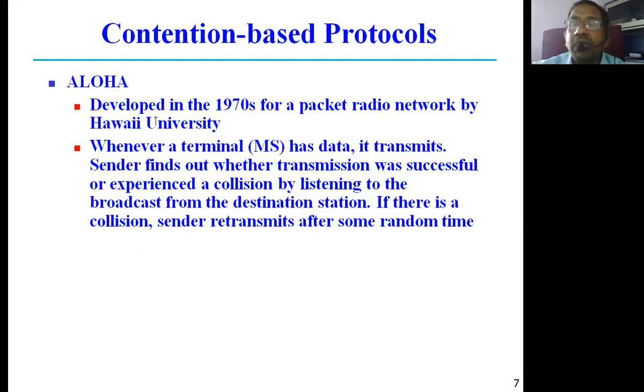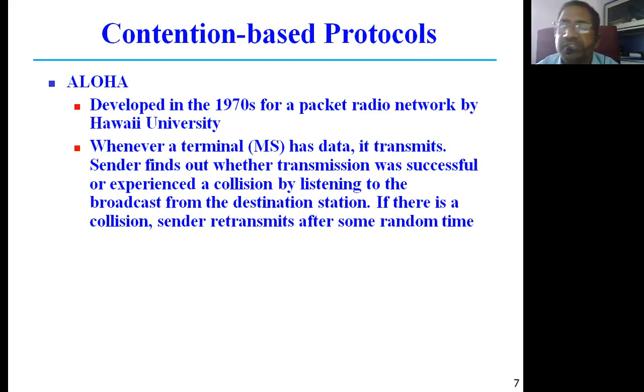Now how are these contention protocols normally executed or implemented? Whenever a mobile station, see, here I am specifying a mobile station, or a terminal. We say terminal when we have a data communication system with a terminal or a computer. So whenever a mobile station has data, it transmits the data. That's it. In this contention protocol, whoever has data is going to transmit. You don't bother about the network conditions.